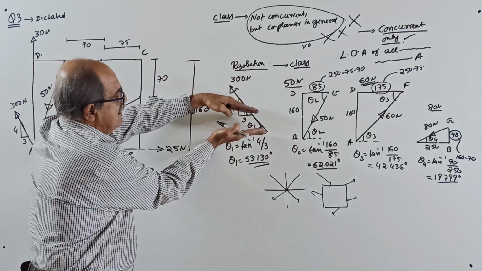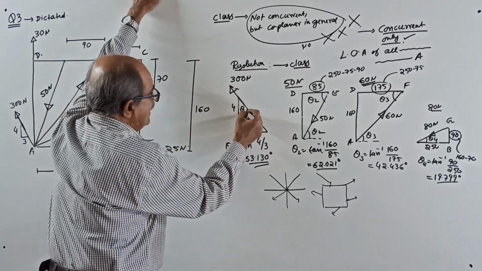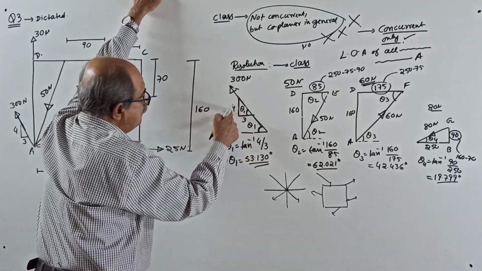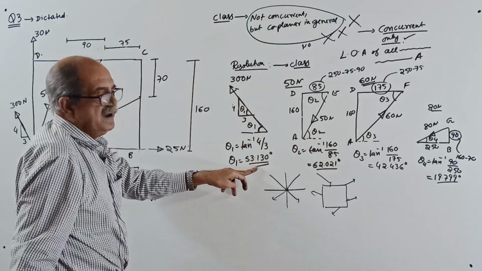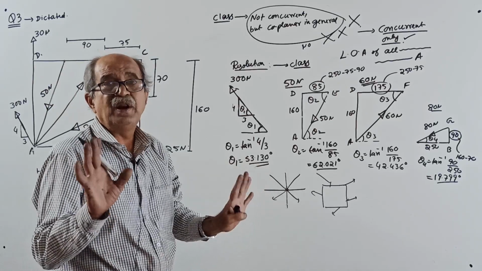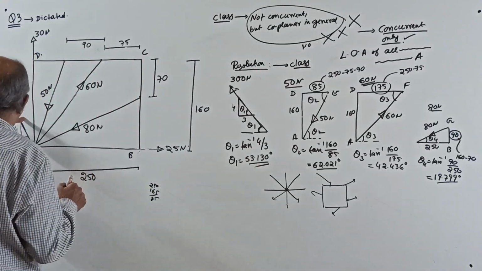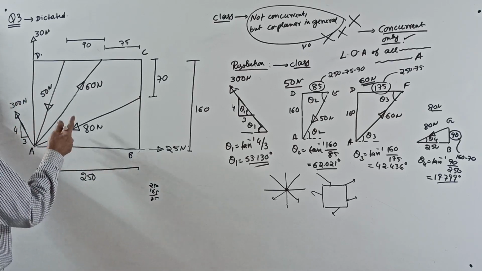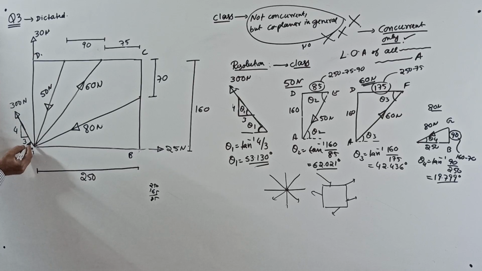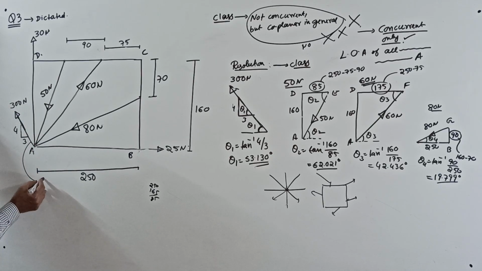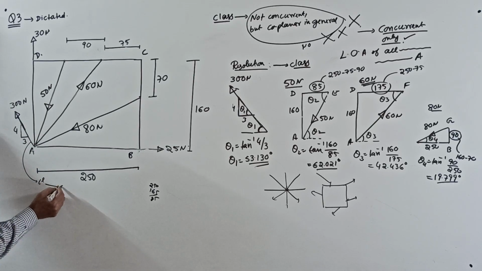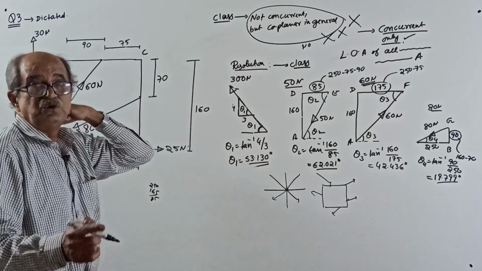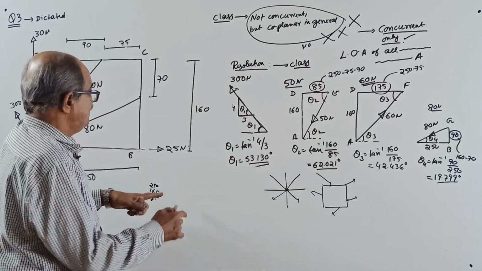Why? These are parallel. So directly tan theta 1 equal to 4 divided by 3, theta 1 equal to tan inverse of 4 divided by 3, which is 53.13 degrees. Therefore, for this force, I will make a note here: for this force, angle with horizontal is 53.13 degrees. You should not write it in the question. 53.13 only.